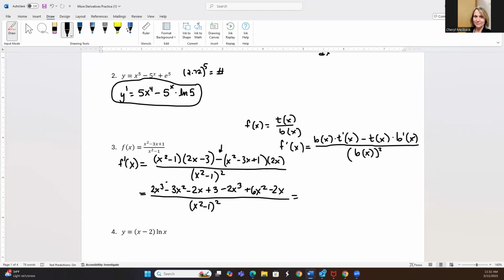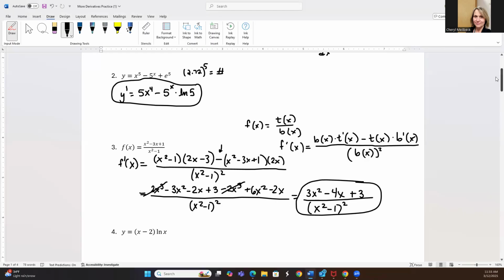Continuing, the 2x cubes will cancel because it's a positive 2x cubed minus 2x cubed. Then we have a negative 3x squared plus 6x squared, which gives me a positive 3x squared. Negative 2x minus 2 more x's gives me a negative 4x. And then we only have that remaining 3 in the numerator. And our denominator will remain the x squared minus 1 squared. Now, we typically don't multiply this denominator out, so at this point, we are done.